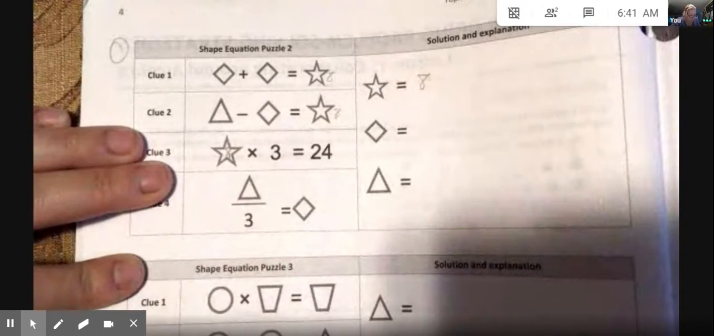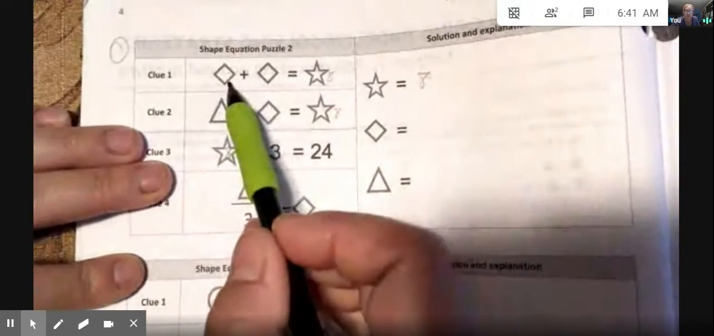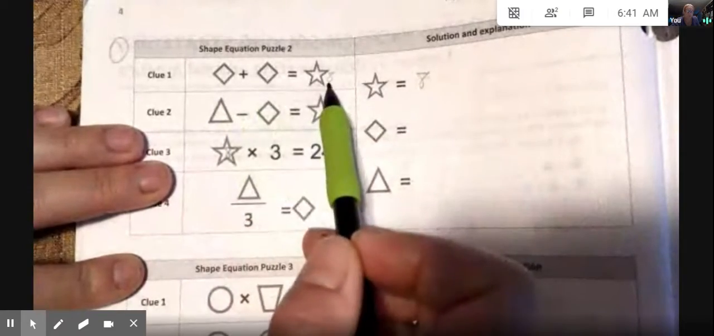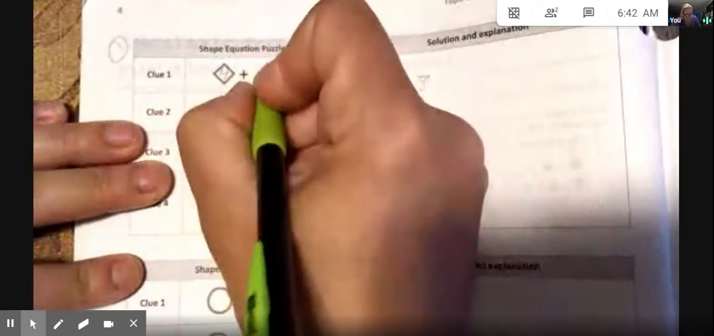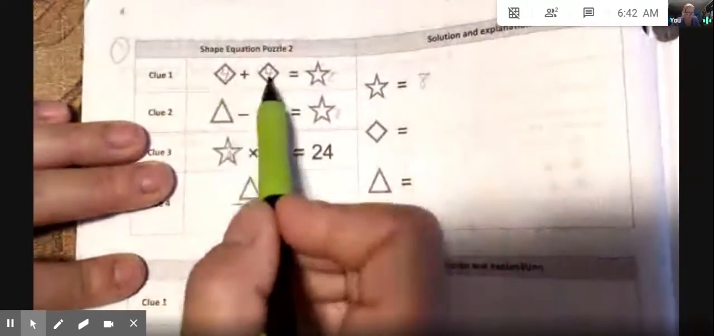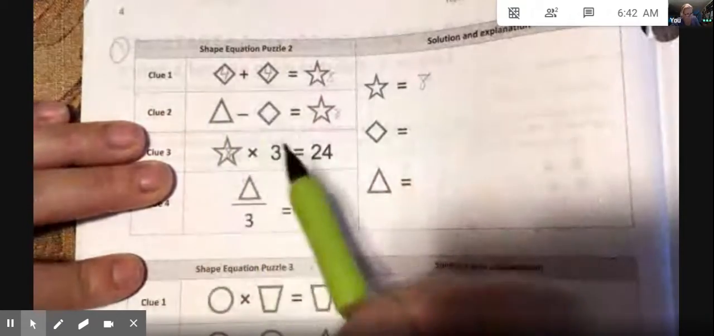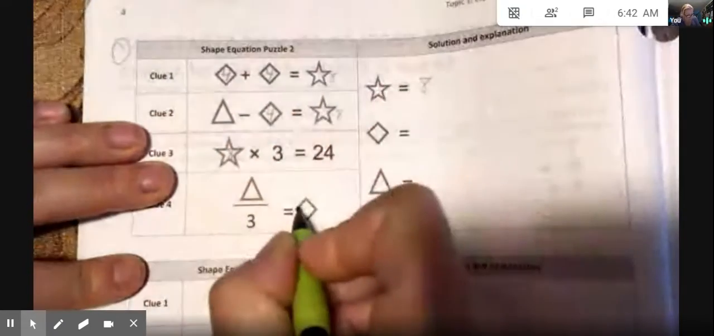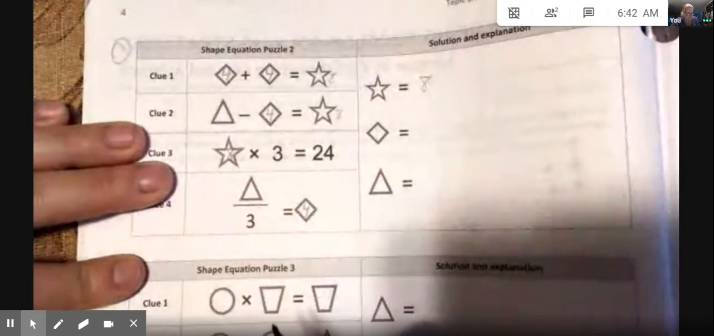And then something plus itself gives us 8. Well, we know that 4 plus 4 gives us 8. Remember, these have to be the same number because it's the same shape. So that means this is a 4 and this is a 4.